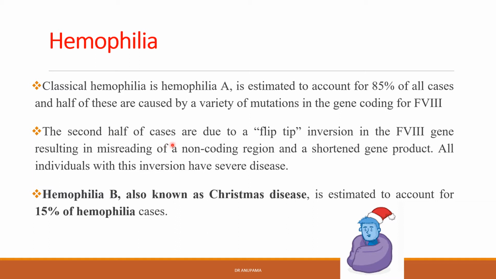The second half of the cases are due to flip-tip inversion of the factor 8 gene, resulting in misreading of a non-coding region and a shortened gene product. All individuals with this inversion have severe disease. Hemophilia B, also known as Christmas disease, is estimated to account for 15% of hemophilia cases.